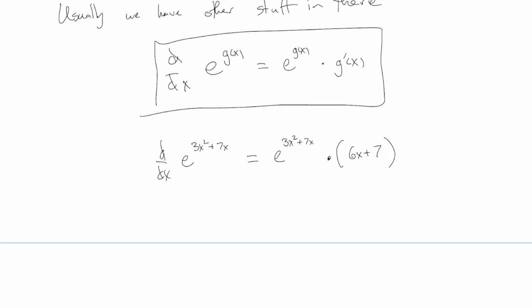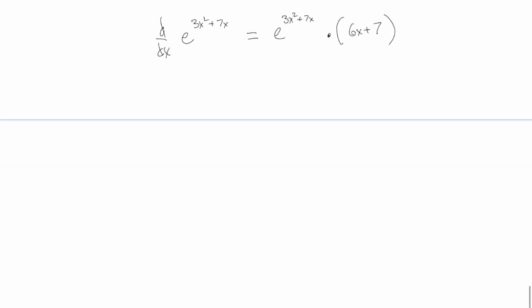These are typically fairly straightforward to do. You just got to know how to do them. I got a few for you to try. How about each time take the derivative: e to the sine x, e to the square root x. Here's a crazy one, a big fraction inside the exponent. And then there's another one. See what you think. Find the derivative of each one.